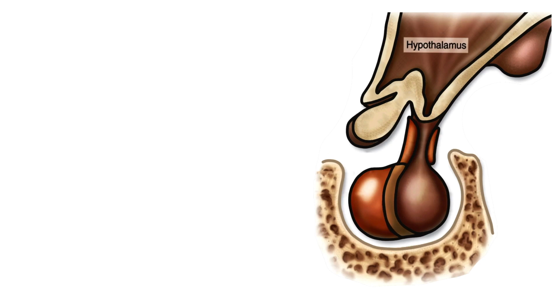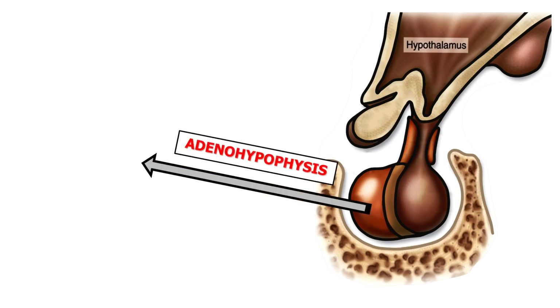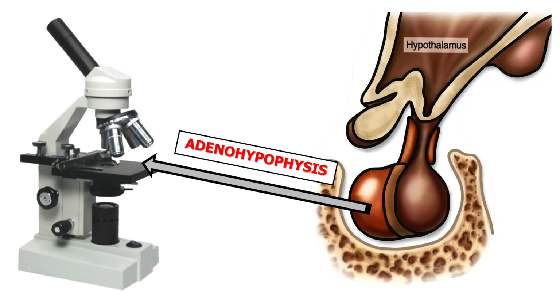So finally we can start today's actual topic, which is the histology of the pituitary gland. Let's take the pituitary gland, cut a small part of the adenohypophysis and place it under the microscope, and let's see what will appear there. Okay, so here is what you are going to see.